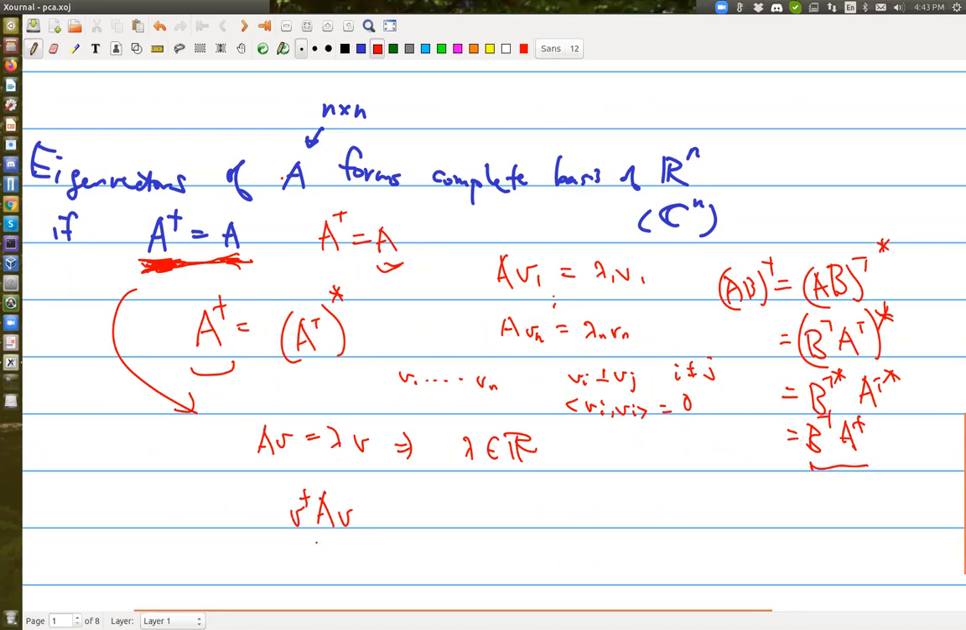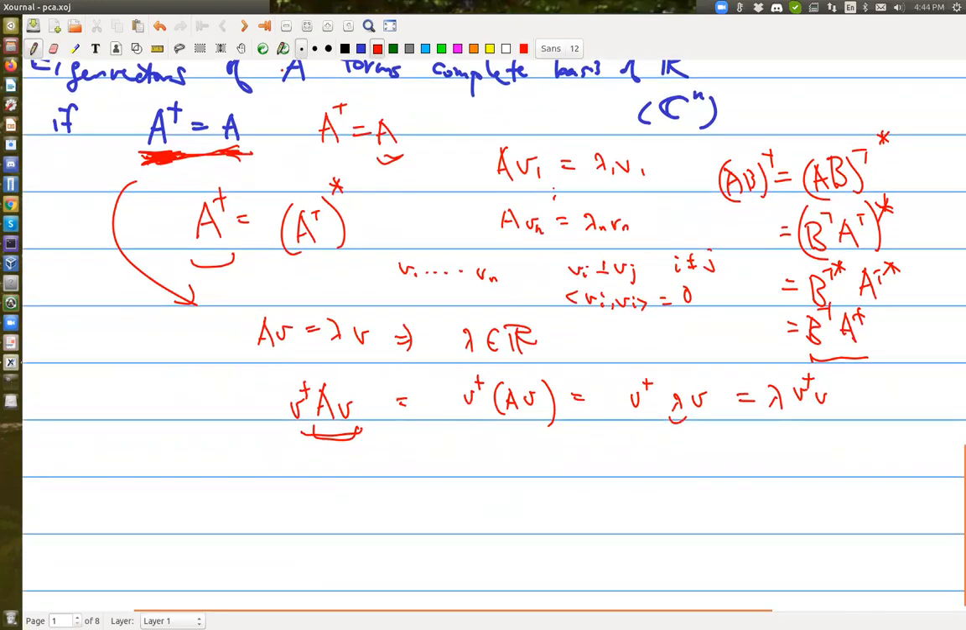So then if I consider this guy here, I can consider multiplying by v on the left hand side. So I have v Hermitian A v, but A v is just equal to lambda v, right? So then lambda can pull out. So I have lambda v Hermitian v here.